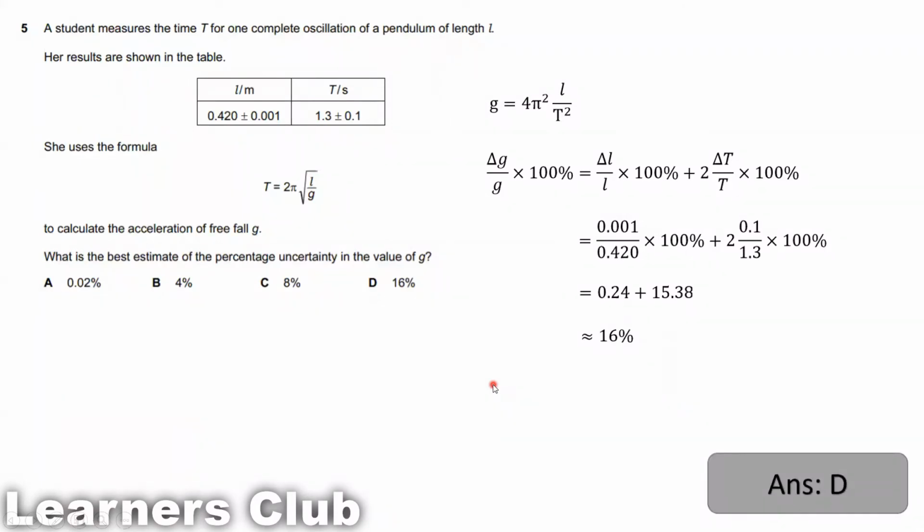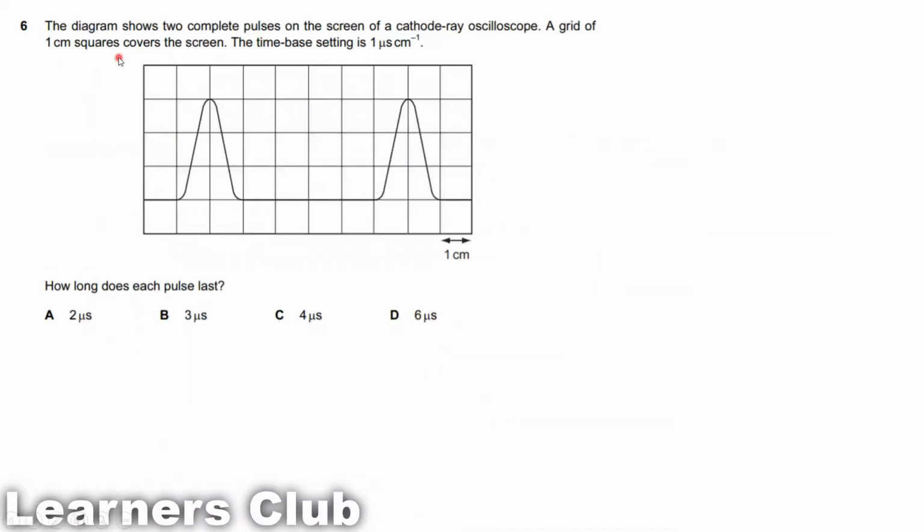So 16% is my percentage uncertainty. The diagram shows two complete pulses on the screen of a cathode ray oscilloscope. A grid of 1 centimeter squares covers the screen. The time-base setting is 1 microsecond per centimeter. How long does each pulse last?